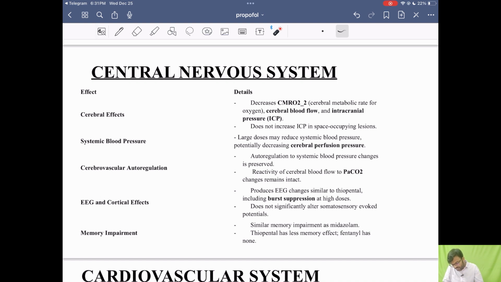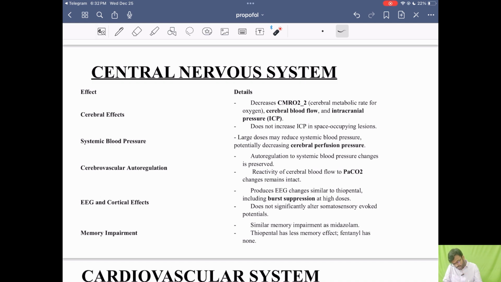Then there is something called cerebrovascular autoregulation. What is autoregulation? Autoregulation to systemic blood pressure changes is preserved. Whatever the body does to regulate the fall or increase in blood pressure, that is preserved. Autoregulation is preserved, and reactivity of cerebral blood flow to PaCO2 changes remains intact. If you are doing laparoscopic surgery and you see hypercarbia, or increase in carbon dioxide concentration, whatever cerebral blood flow changes occur because of that are totally preserved.